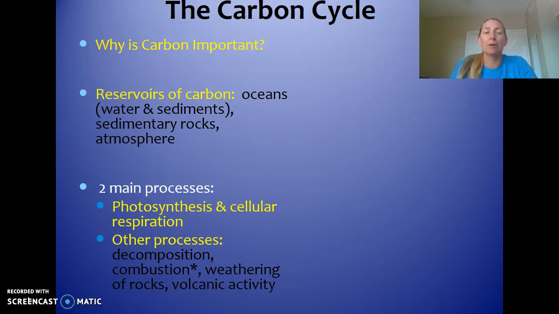Weathering of rocks, as the rocks are being broken down through biological, chemical, or physical weathering, can release some of that carbon, and so can the eruption of volcanoes.